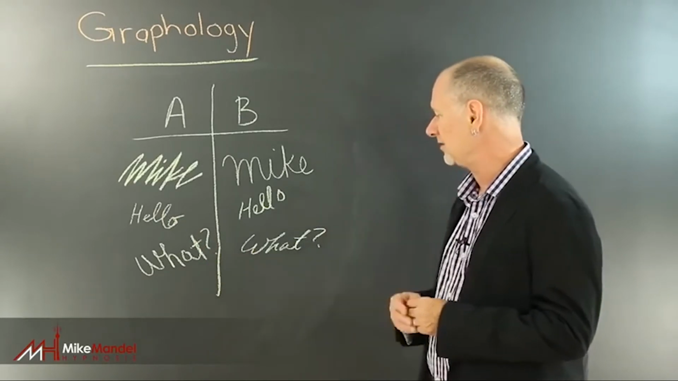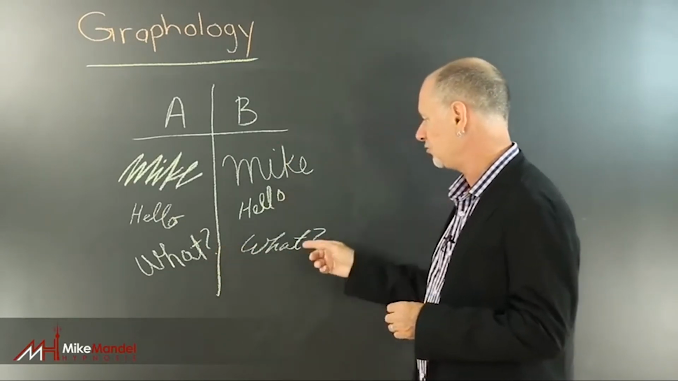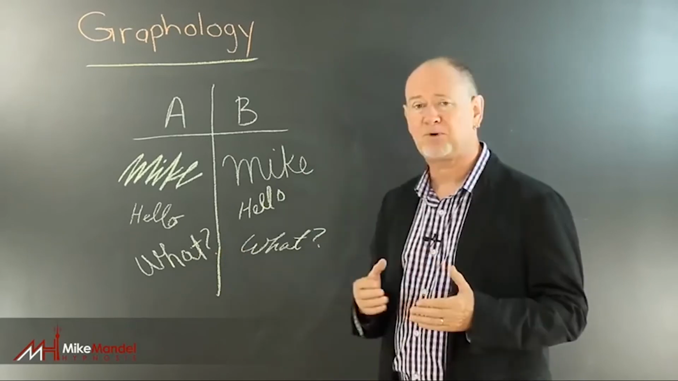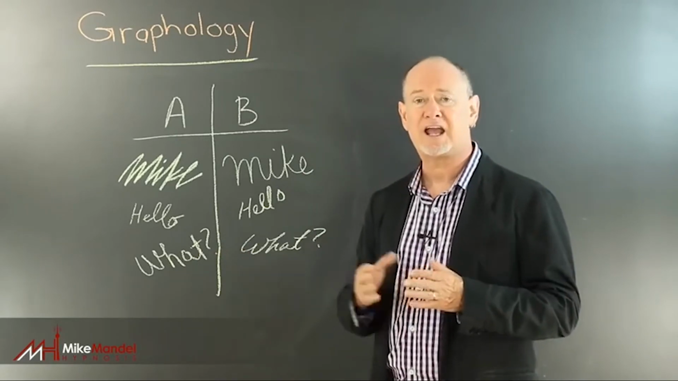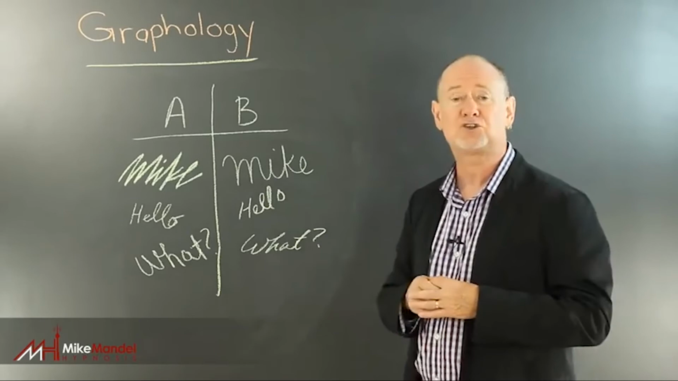And what about the third one, A or B? The question is, which person is holding their emotions back and which is more outgoing and leaning towards other people?